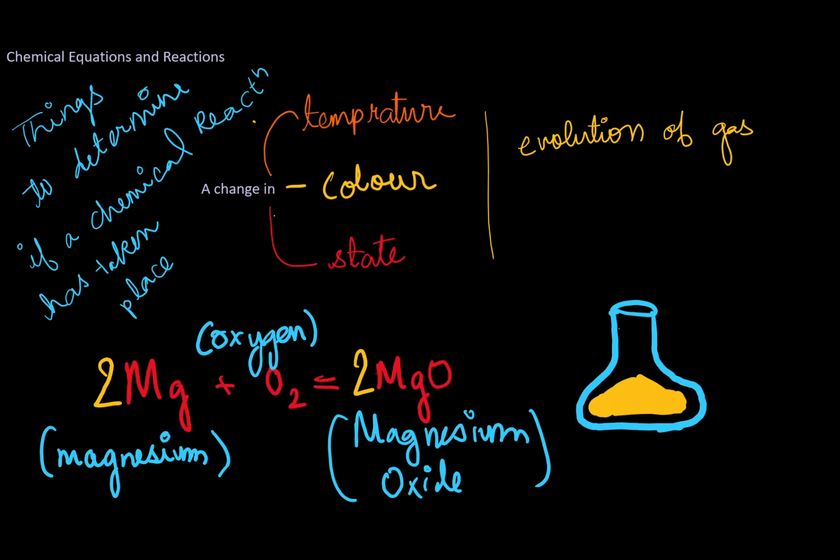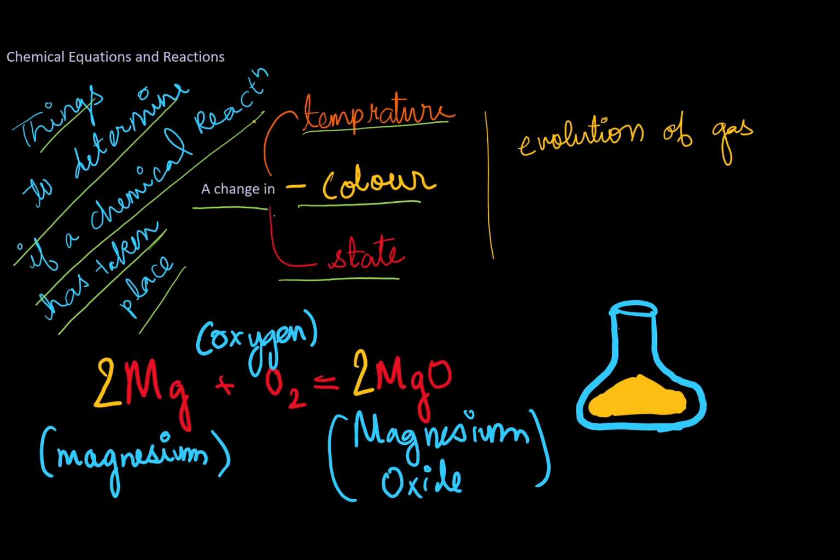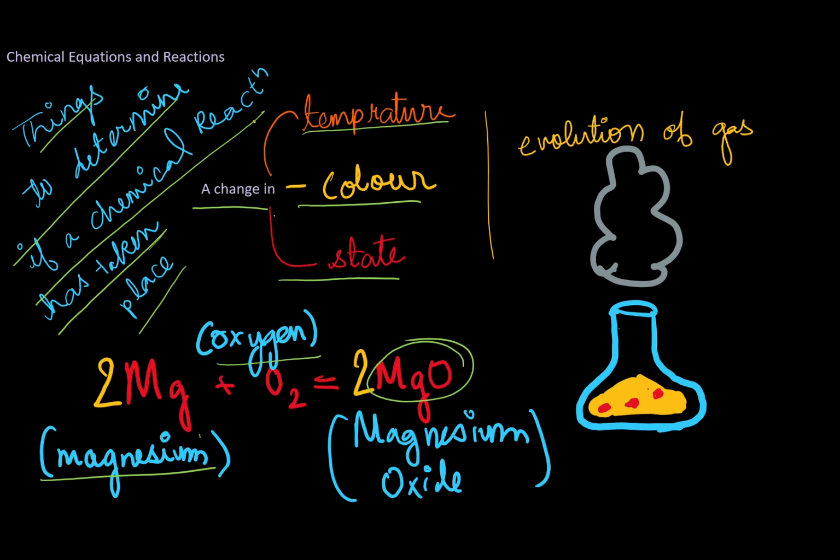In the previous video, we saw the things to determine if a chemical reaction has taken place. That could be a change in the temperature, color, or state, or there could be evolution of gas. And then we also saw how we can write chemical equations. If we have magnesium ribbon burning in fire, that gives magnesium oxide. So what we write is Mg, magnesium, plus oxygen gives magnesium oxide.